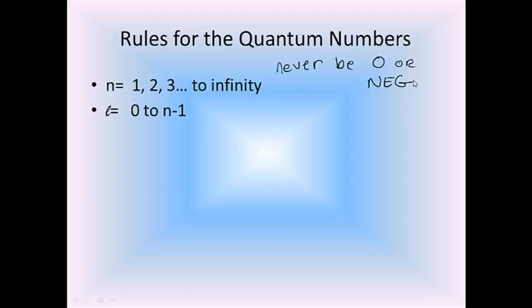L, 0 to n minus 1. In other words, 0 to 1 less than n. Each one of these is dependent on the previous. So L comes after n. L is based on n. L will be 0 to a number less than n.